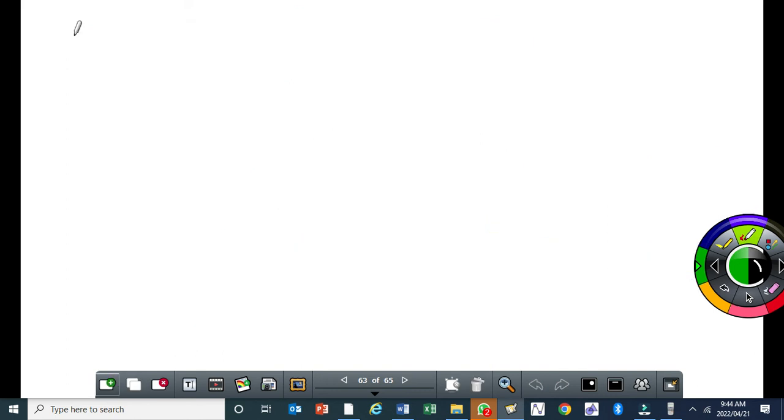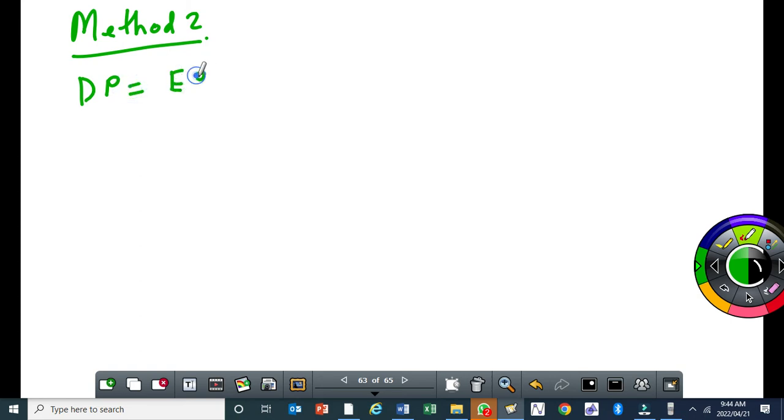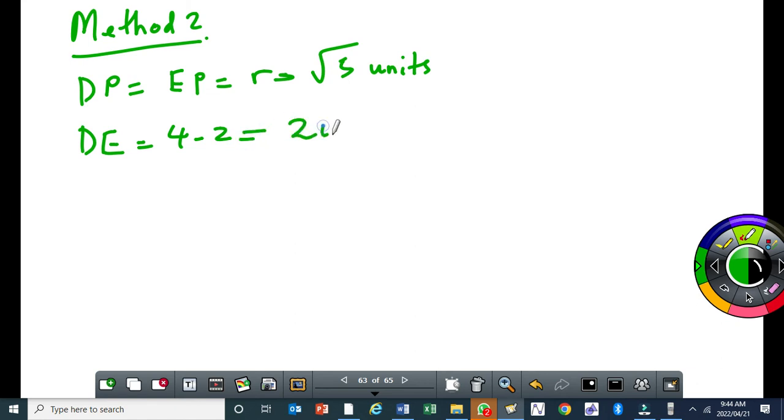So maybe you can call that method 2. Okay? Can I have your attention? So we'll say GP is equal to EP. They are both equal to the radius, which is square root of 5 units. Okay? Then we know that DE is 4 minus 2, which is equal to 2 units.